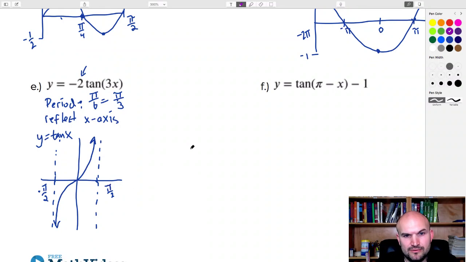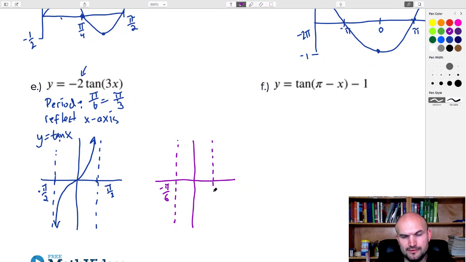What we can notice is that without any transformations, half of the period is to the left and half of the period is to the right. So if I'm just trying to do a quick sketch, if my period is pi over 3, then half of pi over 3 would be pi over 6, and the other half would be positive pi over 6. Because you can see the distance from negative pi over 6 to pi over 6 would be pi over 3, right? Pi over 6 plus pi over 6 is 2 pi over 6, which reduces to pi over 3.